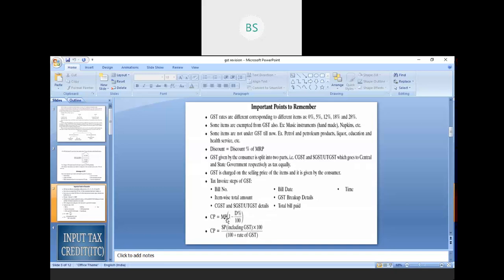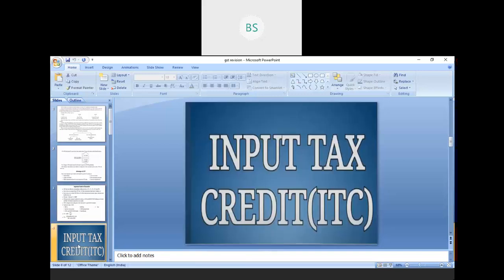CP is equal to marked price times 1 minus discount divided by 100. Cost price is equal to selling price including GST times 100 divided by 100 plus rate of GST. So this is about certain things on GST. I will not explain much more about GST because you all know about it very clearly. You are having doubts in input tax credit, so today we will focus on input tax credit.